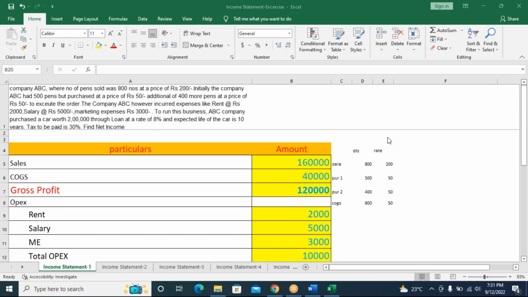Girls, done? Any doubt? If you're not getting something, please do tell. I'll explain it. Is everyone able to do it? Yes, ma'am. Okay. Yes, ma'am, done. What about others? So shall we do the income statement too?